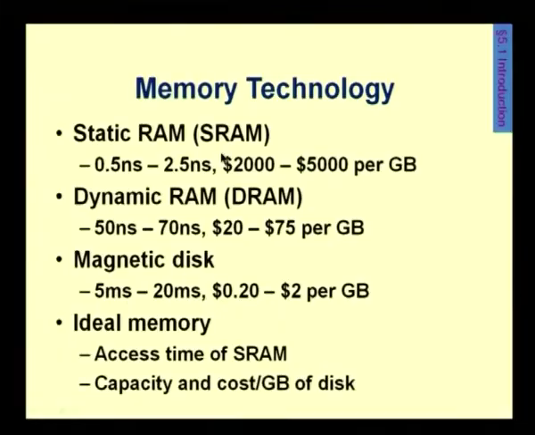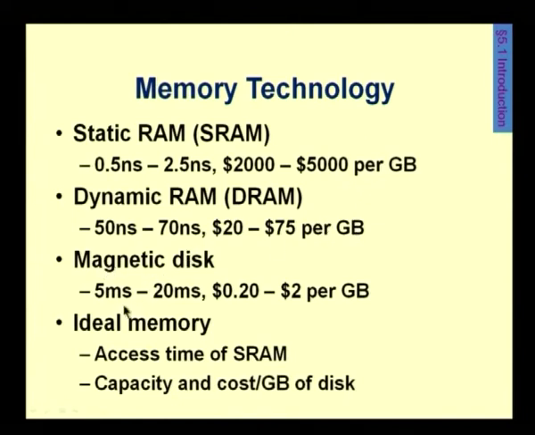To summarize the technology that we just talked about with respect to these different devices: the static RAM and the dynamic RAM, which are used for the memory devices. The speeds will range from 0.5 nanoseconds to 2.5 nanoseconds. Okay, this is the access time. So to access one word from the static RAM, it may take about 0.5 nanoseconds to about 2.5 nanoseconds, and the cost you can see is around $2,000 to $5,000 per gigabyte. Dynamic RAM, DRAM on the other hand, has a slower access than this, 50 nanoseconds to 70 nanoseconds. The cost of this memory is $20 to $75 per gigabyte. You can see that there are about 2 orders of difference between these two.